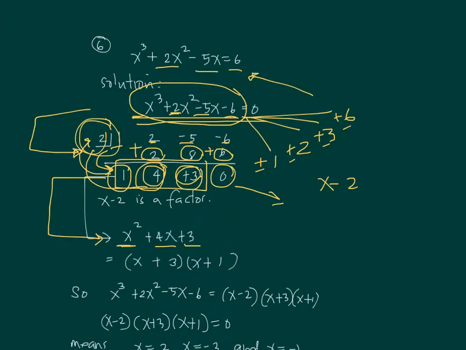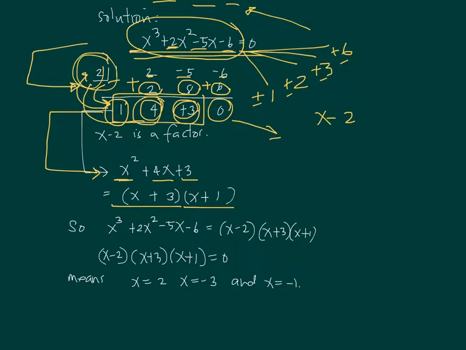Now, this is a quadratic expression, so you should be able to factor it easily. The proper factors of x squared plus 4x plus 3 are x plus 3 and x plus 1. So that means from the equation, if you look at this is our given, x cubed plus 2x squared minus 5x minus 6 is equal to x minus 2, that's the first factor, and then x plus 3 and x plus 1.